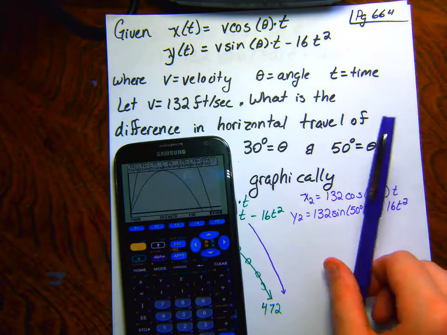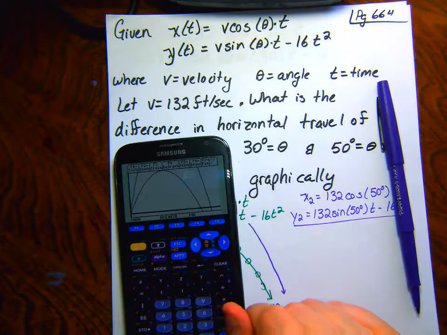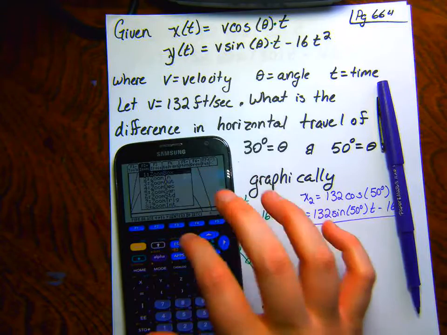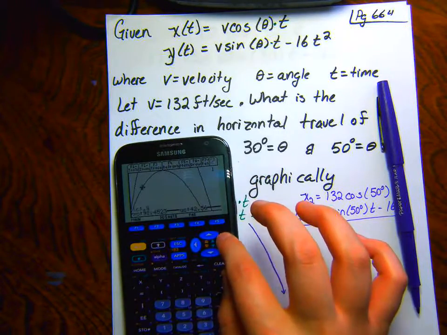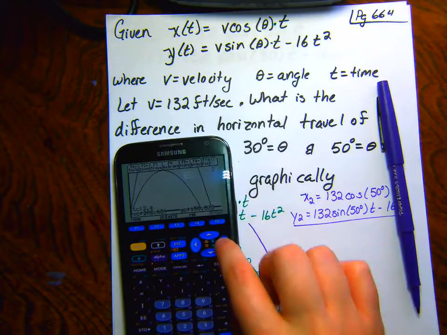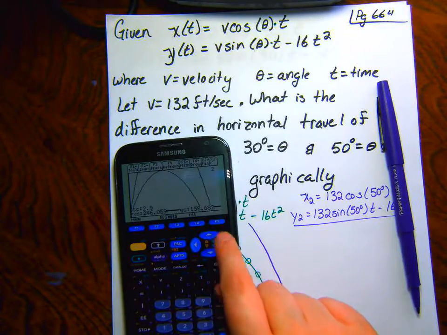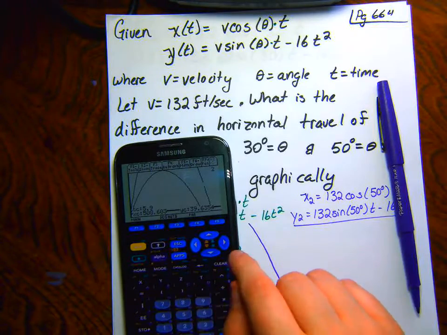Yep, it looks like it's a little bit further, so we know that this one goes further. Now, we'll use our trace button again. Whoops. I don't want it on that one, I want it on the second one. So to change between the lines, you can just push the button. And notice that the other one's in the air a lot longer. My t equals 5, my other t was about 4.